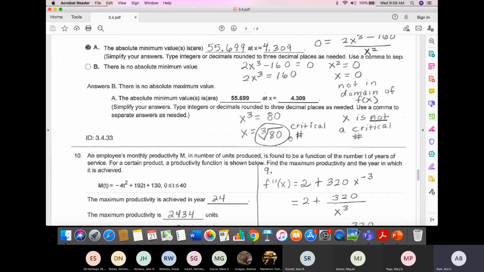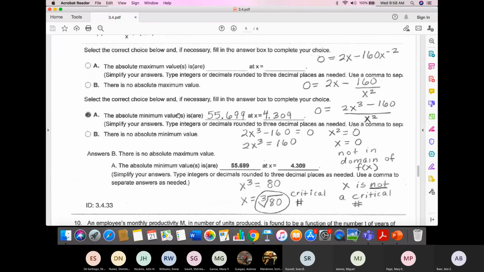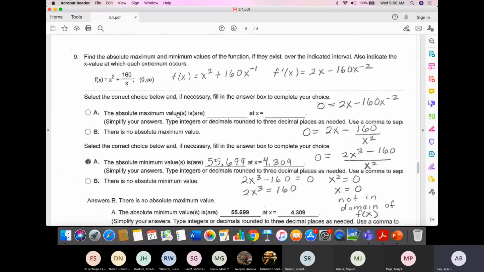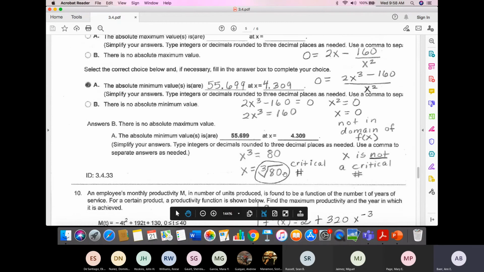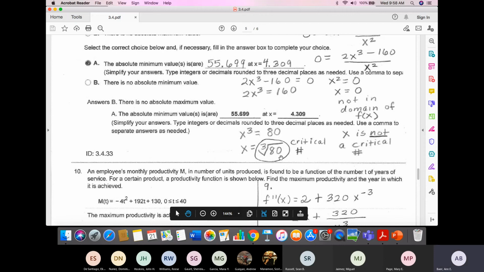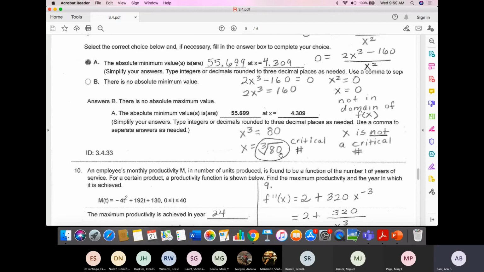Why am I doing that? Because I want to make sure that number's in the interval. If I go back here, I got 4.3088 and so on, but that is definitely in this interval. So that definitely means that this is a critical number. And I'm going to leave it like that because it's going to cancel nicely when we do the rest.